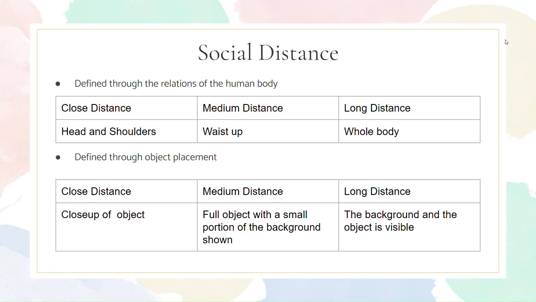Now, close distance for object placement would be the close-up of the object, which would mean that the object seen can be within reach, or it feels that the object is actually being used by the viewers itself. And then we have medium distance where the whole of the object is shown and only a small portion of the background is actually shown.